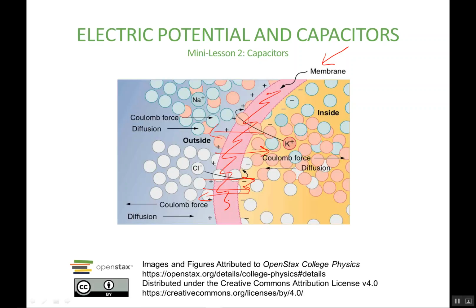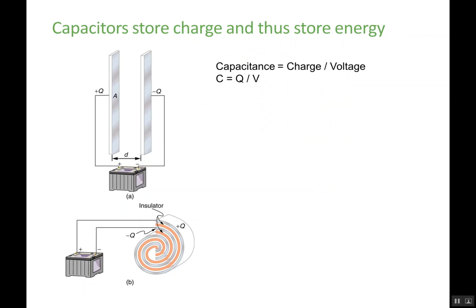separation of charge. So capacitors are devices that store electric charge, and thus they store electric potential energy. And the plasma membrane, the phospholipid bilayer membrane of your excitable cells, are capacitors. They separate charge and they store energy.